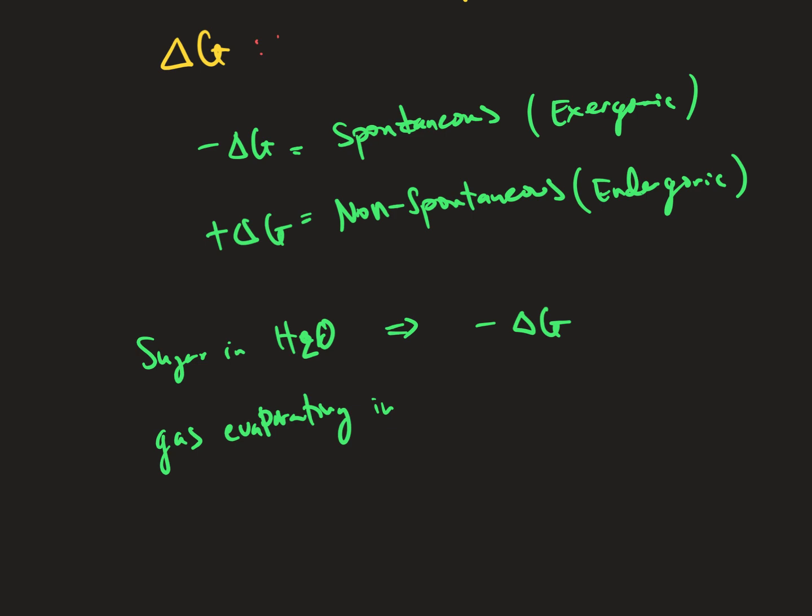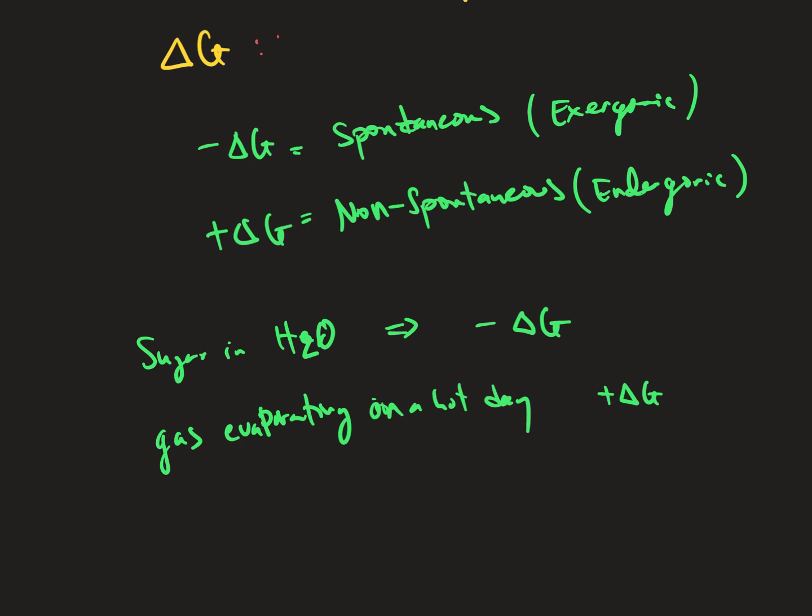Because you'd have to continuously give it energy for it to work, versus the sugar, when you just give it. So positive delta H, because you have to continue to give it the heat from the hot day. If you turn off the sun, it's not gonna evaporate anymore. Good?